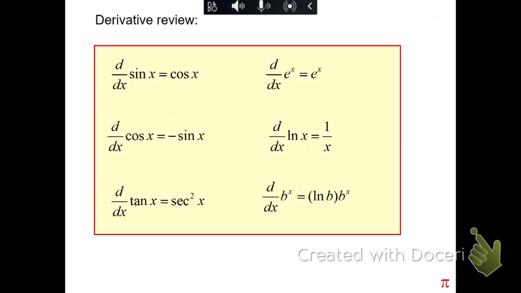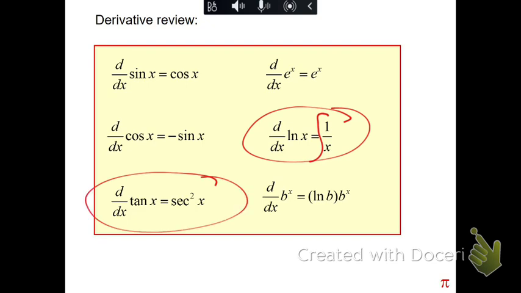First of all, same rules. These are your derivative rules. So I just want to remind you of when you work them in reverse, you're doing an antiderivative or integrating. Focus on the couple that you tend to forget. This guy, derivative of natural log. In reverse, the integral of 1 over x is natural log. And this guy, if derivative of tangent is secant squared, then in reverse, the integral of secant squared is tangent.